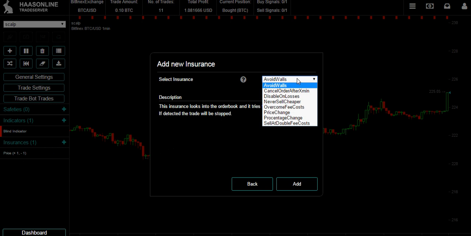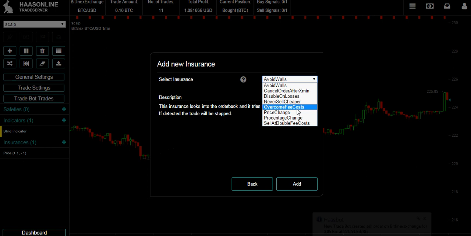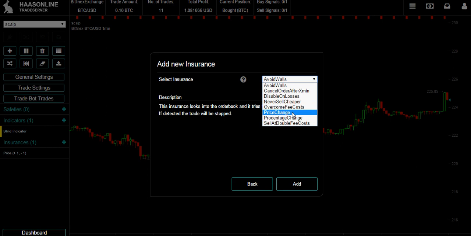But what we want to look for in combination with the blind indicator is ones that are going to prevent overtrading and us getting destroyed by fees. So when you're scalping, that's pretty important. So overcome fee costs, that's going to get the fee costs directly from the API, and it's only going to buy or sell when the price is going to be over or under them. Price change, that's what I've got right now. Percentage change. And you could also add in sell at double fee costs, but you could also calculate that yourself with price change or percentage change.